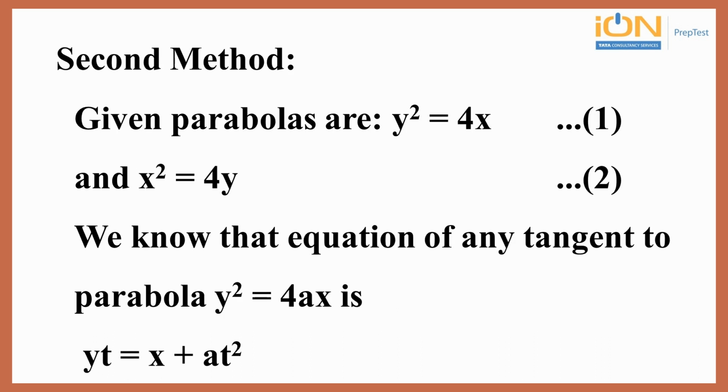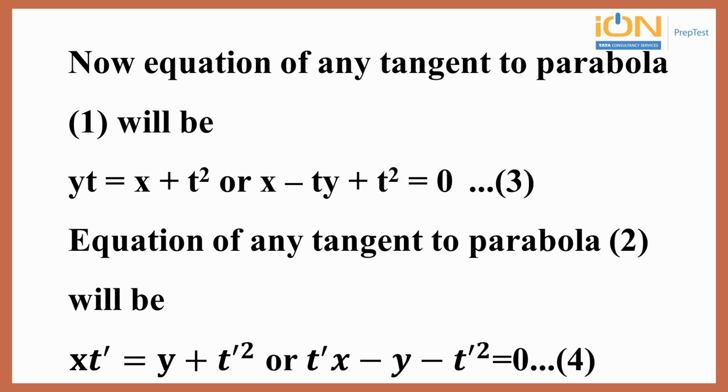Let's go to the second method. The given parabolas are y² = 4x and x² = 4y. We know that the equation of any tangent to the parabola y² = 4x is yt = x + at². Now, the equation of the tangent to the parabola 1 will be yt = x + t², since a is 1 in this case, or rewriting the equation, it is in the form x − yt + t² = 0.